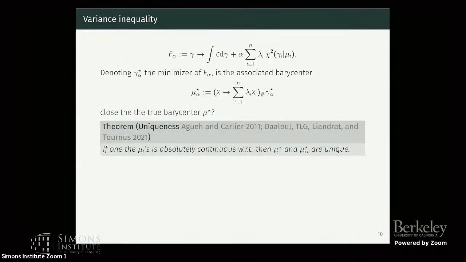This might not be true in general, because in particular, mu star might not be unique. So it doesn't even make sense to ask this question. However, again, Carlier showed that if one of the mu i's is absolutely continuous with respect to Lebesgue measure, then mu star is unique. And we can see that in this problem, it's not very hard to see that in this case, mu star alpha is also unique, so we can talk about the proximity.